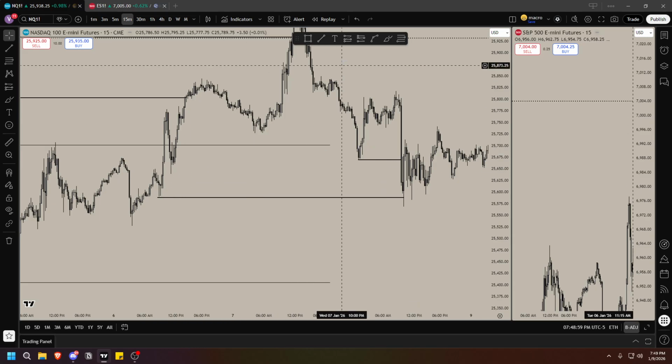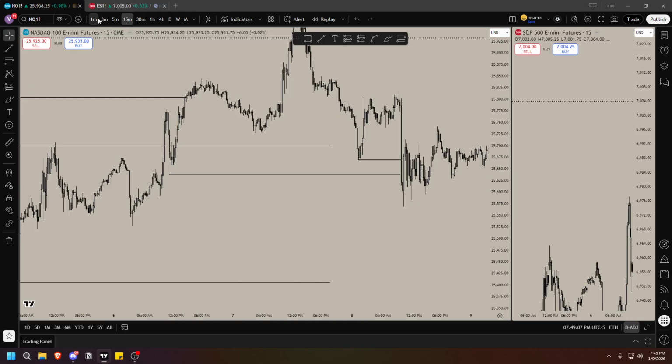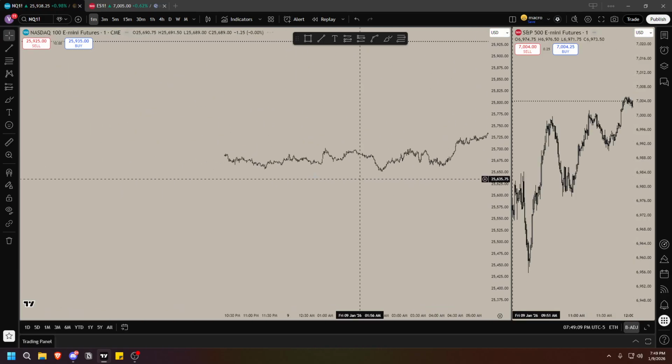You have draws below you. You have this draw, and you have this draw. You have these draws as well. From there, you're going to see what price is doing every time we take out the draw.